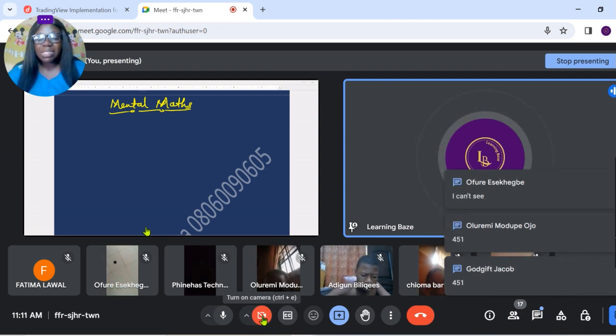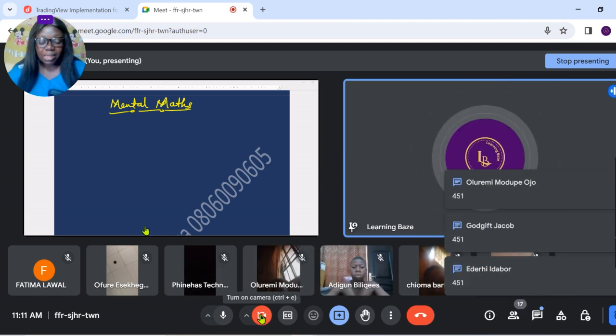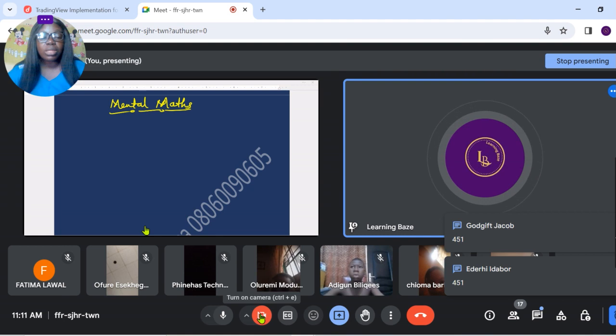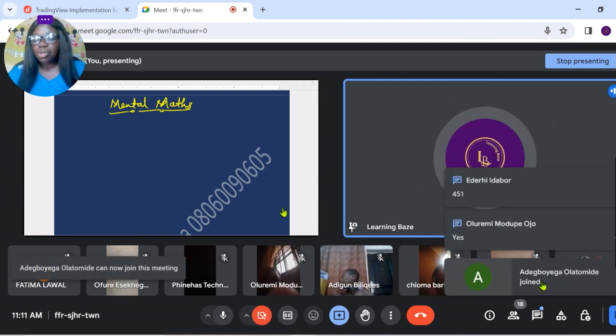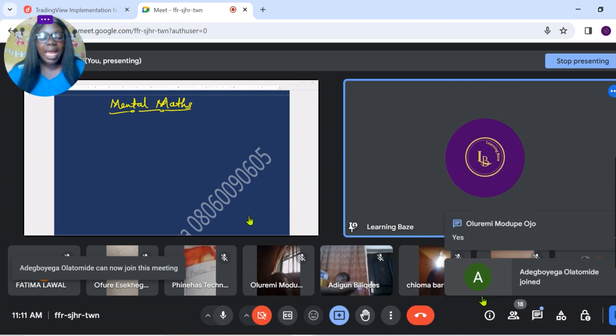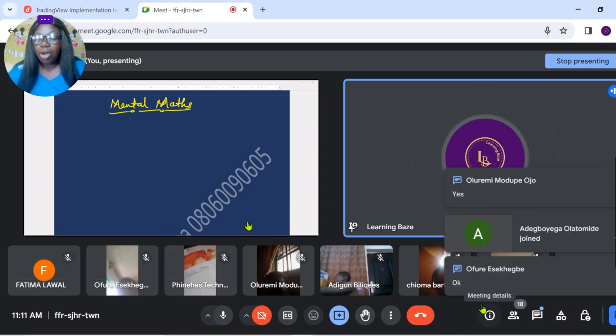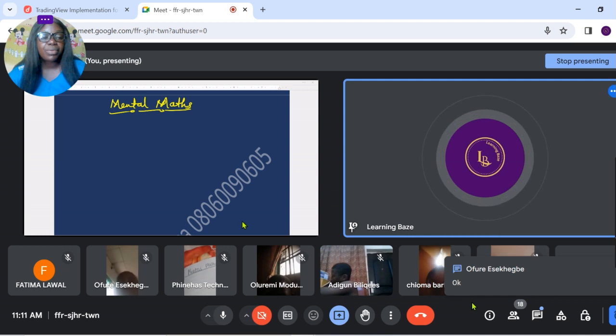If you cannot see my screen, everybody should be able to see my screen. Princess, why not leave the class? Then you can come back to class, click on the link. If you cannot see my screen, it's as a result of network. Please end the call, leave the class, then come back to class. You'll be able to see my screen.